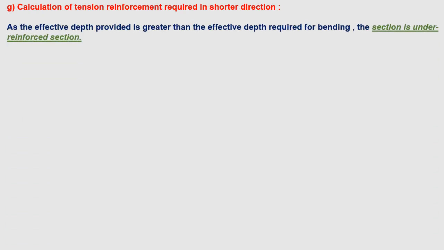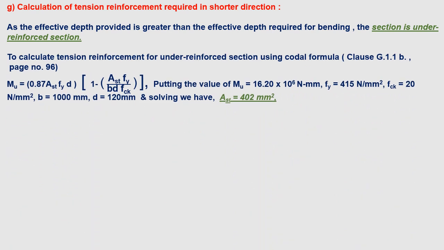Now we calculate the tensile reinforcement required in shorter direction. As the effective depth provided is greater than the effective depth required for bending, the section will be designed as under reinforced section. Now to calculate the tensile reinforcement required for under reinforced section, we will use the Codal formula, which is given here.